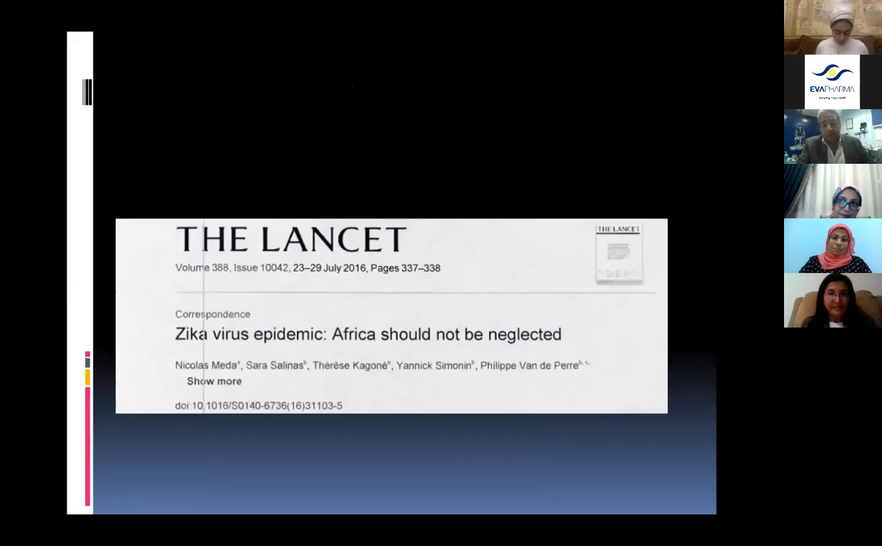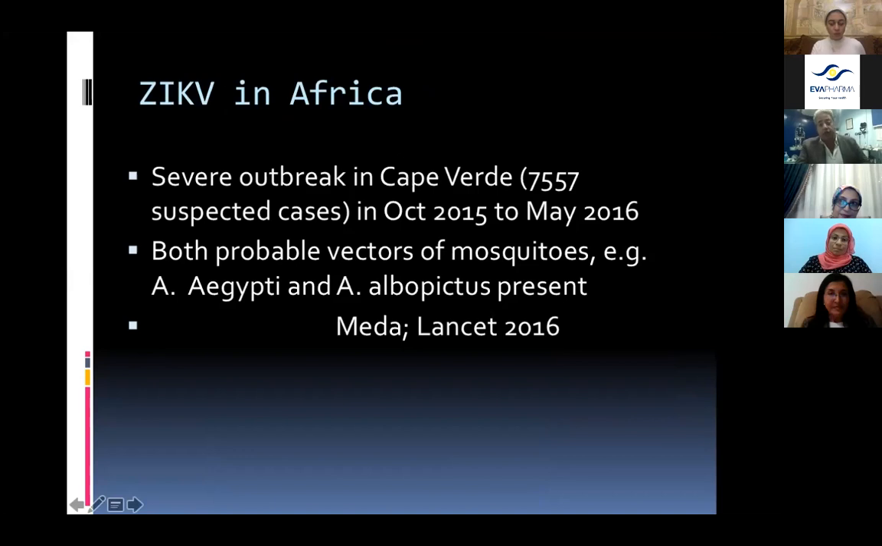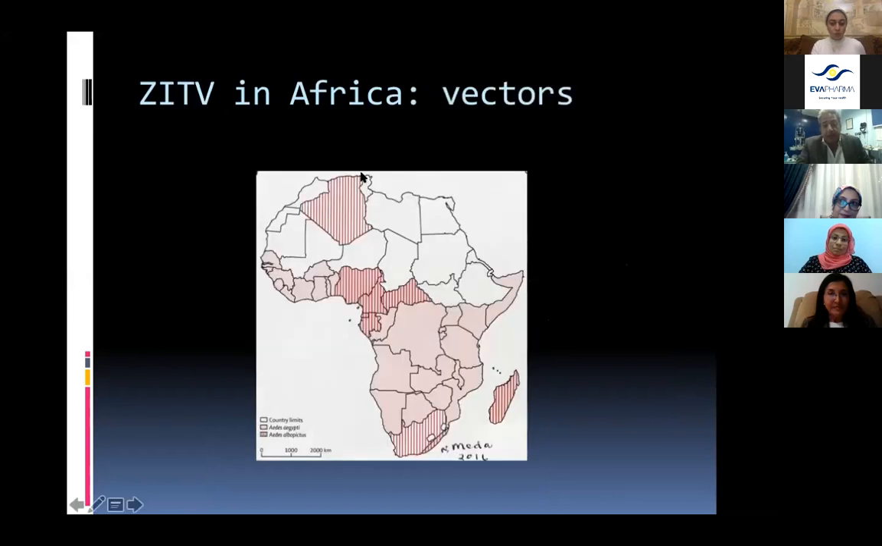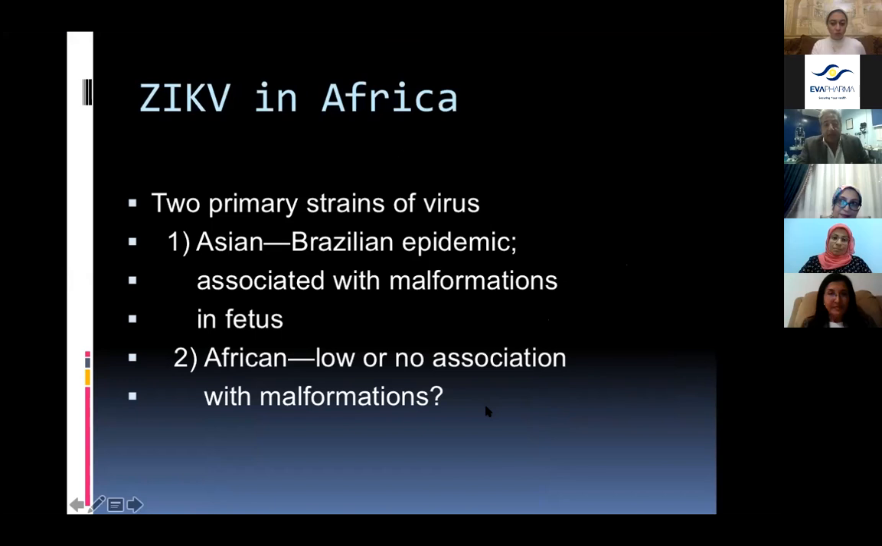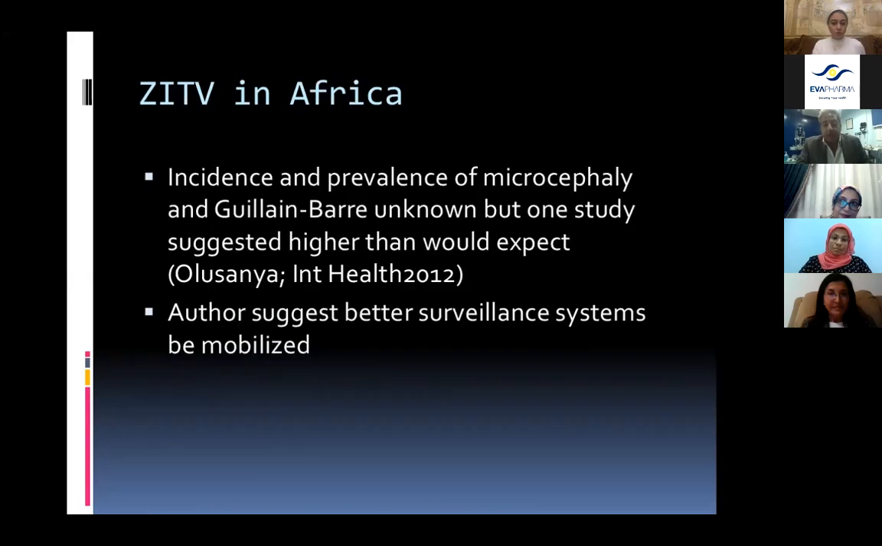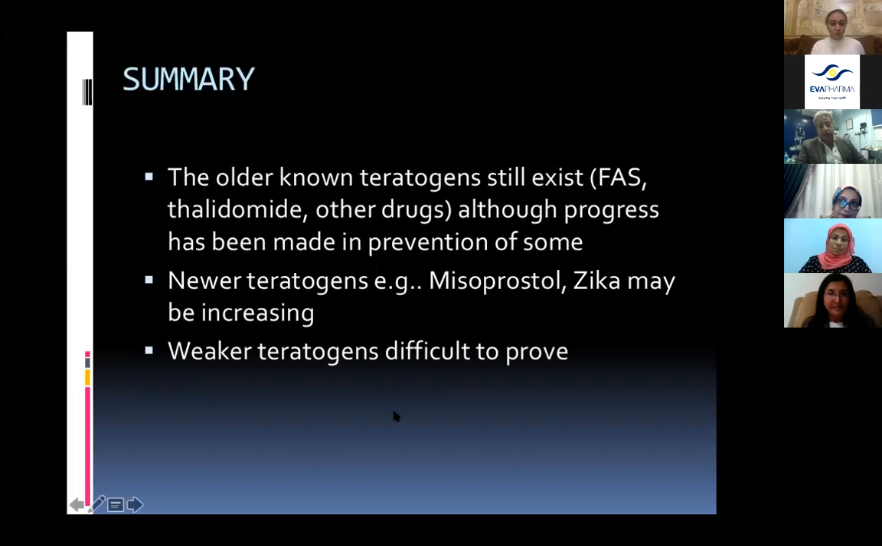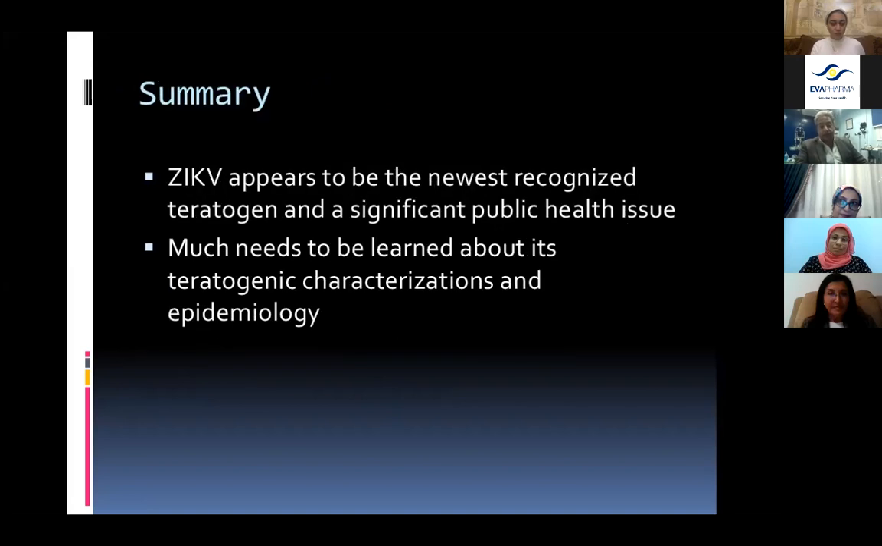It has been described by the group of Meda et al. that in 2016 Africa had an outbreak of Zika virus, and it was heavily infected in countries like Algeria, Nigeria, South Africa, Madagascar and others, and two different strains have been recognized. Whenever you see a microcephalic head along with a coloboma, you should really raise the awareness of the Zika virus and the teratogenicity induced by the Zika virus.